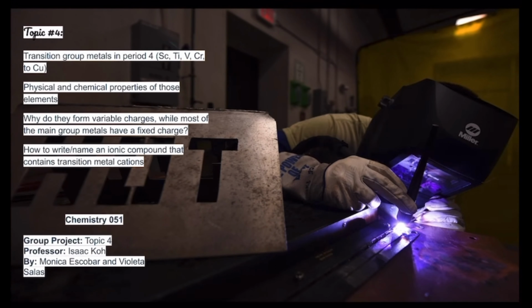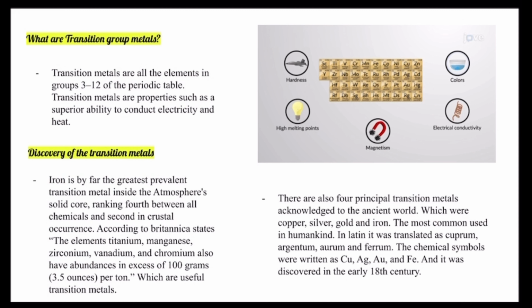So today our topic is transition group metals, their physical and chemical properties, why they form variable charges while most of the main group metals have a fixed charge, and how to write or name an ionic compound that contains a transition metal cation. Let's get started. I'm going to be talking about the first two questions.